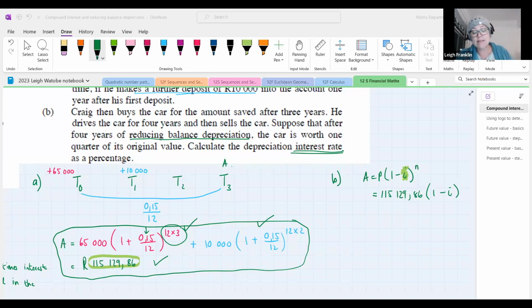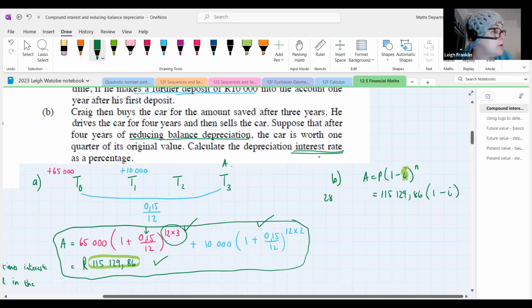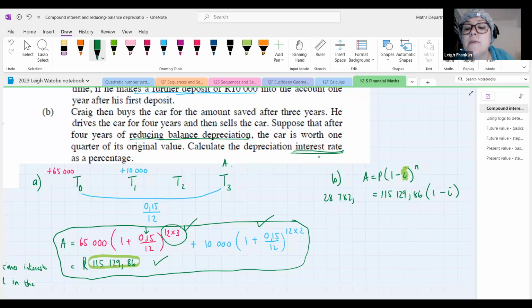Okay. All right. Exactly. So it's a quarter of that. So this would be 115,129.86 divided by 4, right? So our A value is 28,782 Rand, and let's make that 47 cents. Okay. Yes, Kamgelo.